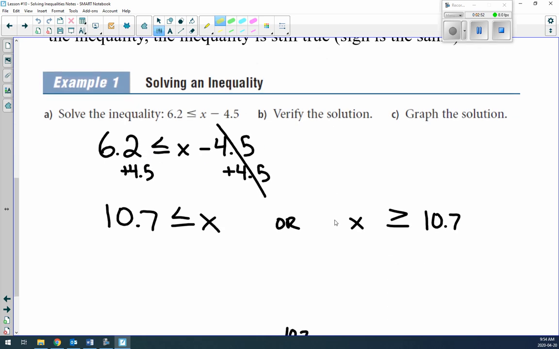Then you can do it to solve an inequality. So 6.2 is less than or equal to x minus 4.5. The key is getting x by itself. To get rid of the negative 4.5, we do the opposite. We add 4.5 to both sides. So we end up with 10.7 is less than or equal to x.